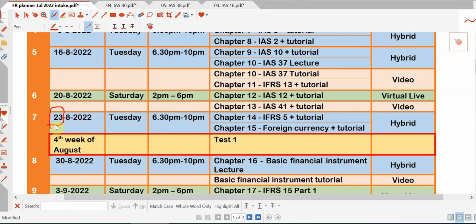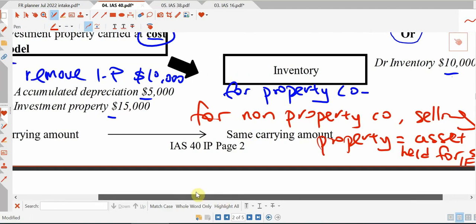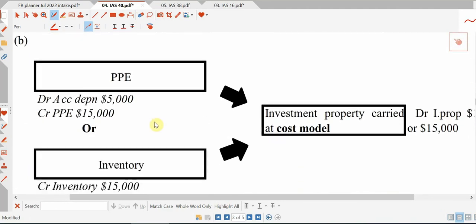For this month itself, 23rd of August, we have a class dedicated for IFRS 5. After that, we learn foreign currency. Same day, two topics in the same day. Okay, let's move on. We are still on the change of asset usage.